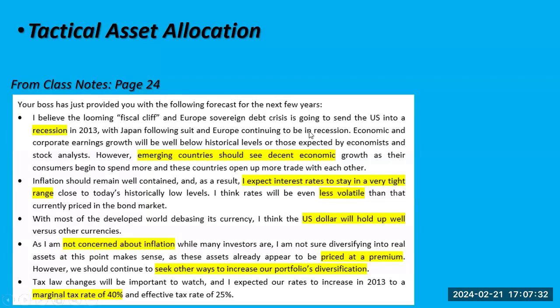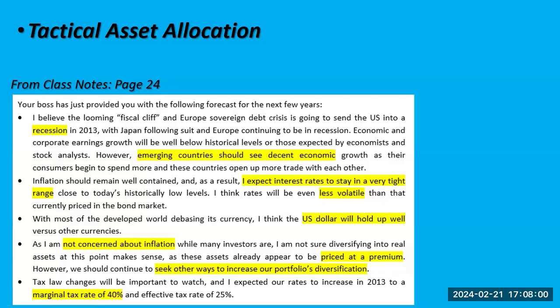Japan following suit, Europe continues to be in recession. Economic corporate earnings growth will be well below historical levels. However, emerging countries should see decent economic growth. So if you're going to do international, emerging might not be a bad place to put some money. Inflation should remain well contained. I expect interest rates to stay in a very tight range. So there I told you something about the volatility of interest rates. So rates going to be volatile or tame?